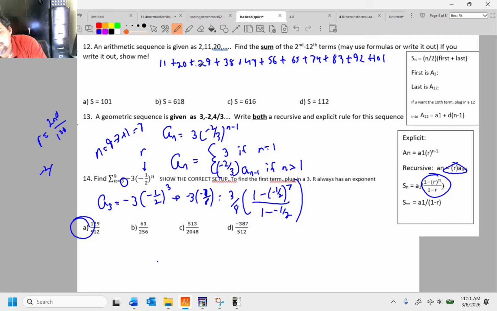Oh, no, this is 2. 2, 3, 4, 5, 6, 7, 8, 9, 10, 11, 12. That's all of it. And then you do some adding, you get 616.